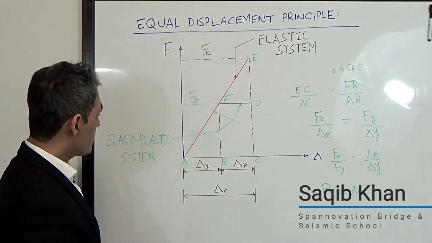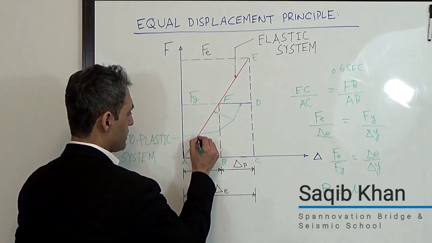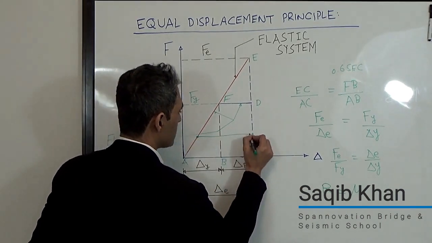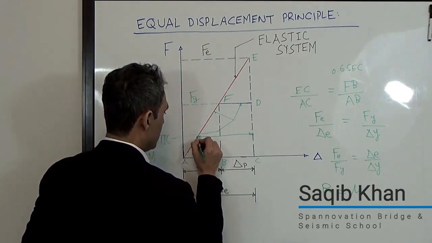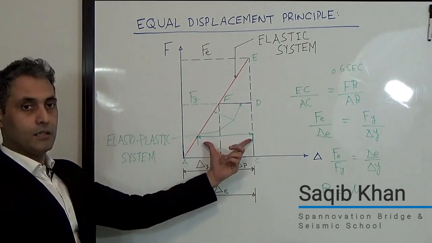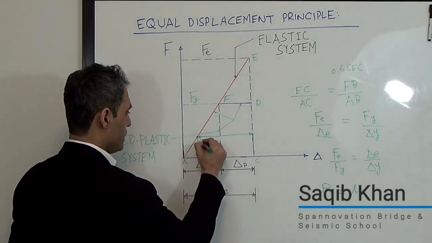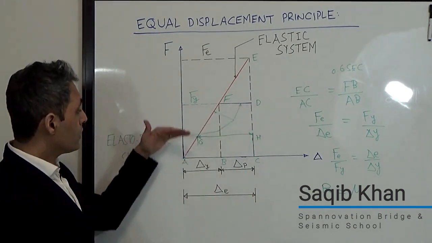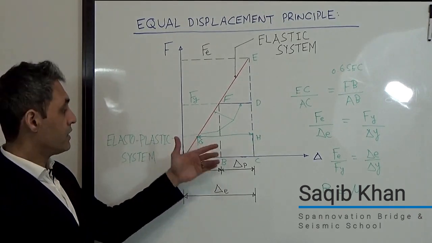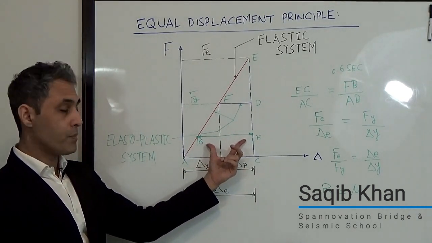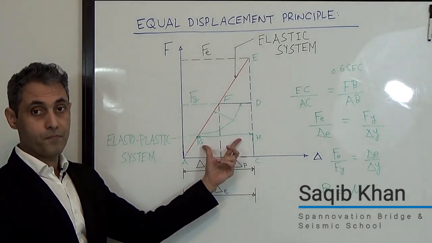Okay, so that just means that if I were to design a system for this force level, now look, this line or this zone, it's much longer, let me call it GH, than FD. So you can reduce the strength even further. The penalty you're paying is that you are going to have to impart more ductility to your system.